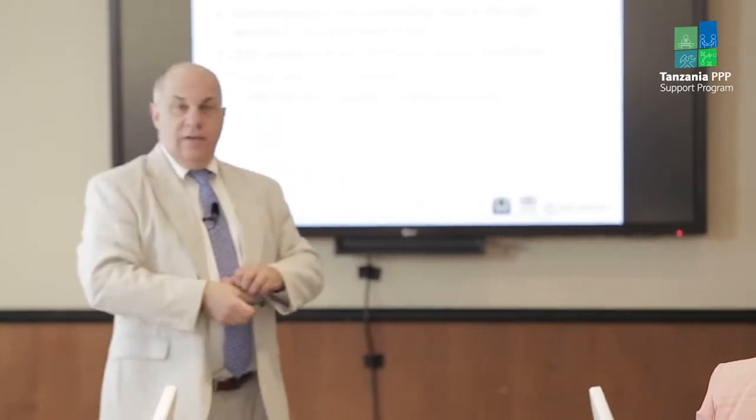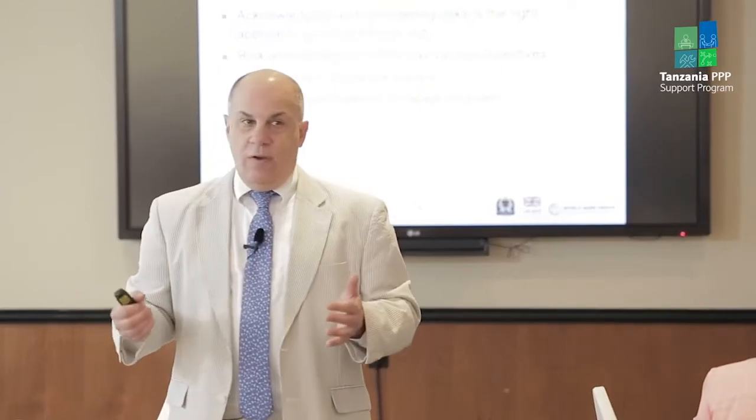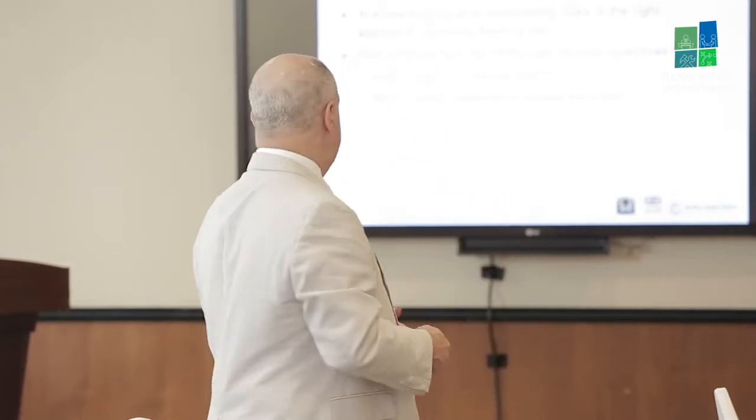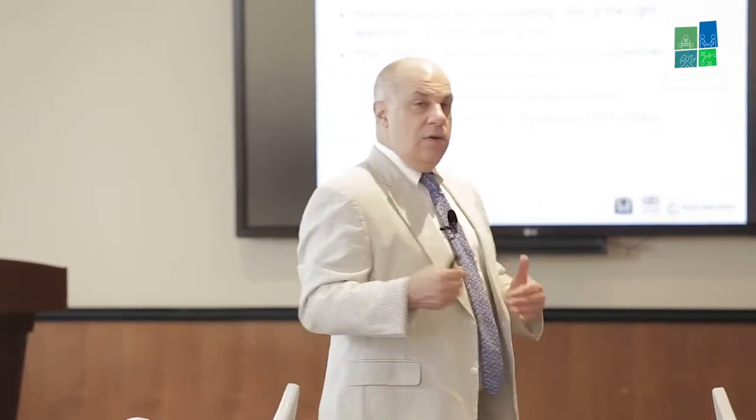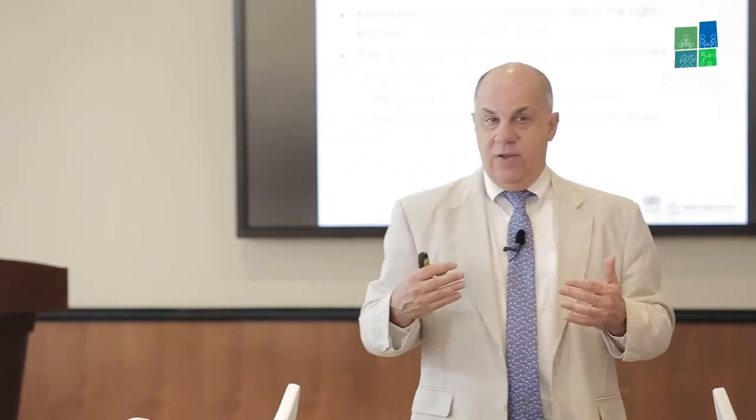All right? Recognizing that there are risks, what can we do to lessen the possibility of the risk occurring? What can we do if it does occur to lessen its impact? And eventually, we talked about in the PPP definition, the key characteristic is transfer of risk. Well, who's going to assume the risk? There's two parties. There's the public sector, there's the private sector. Who's in the best position to handle that risk?